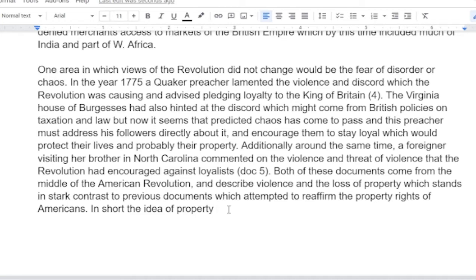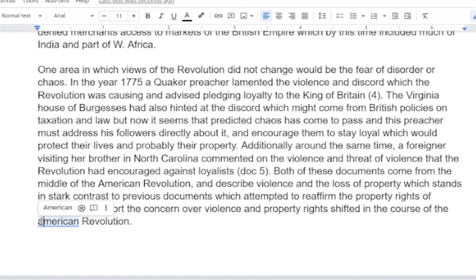In short, the idea of property rights shifted over the concern over violence, and property rights shifted in the course of the American Revolution. Period. Okay. This is not great.